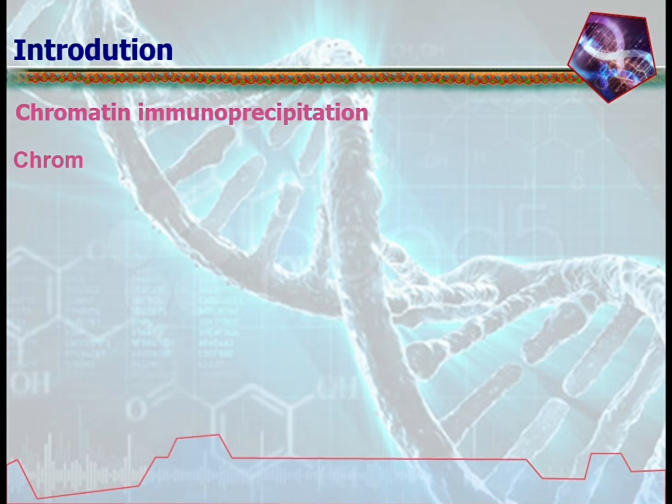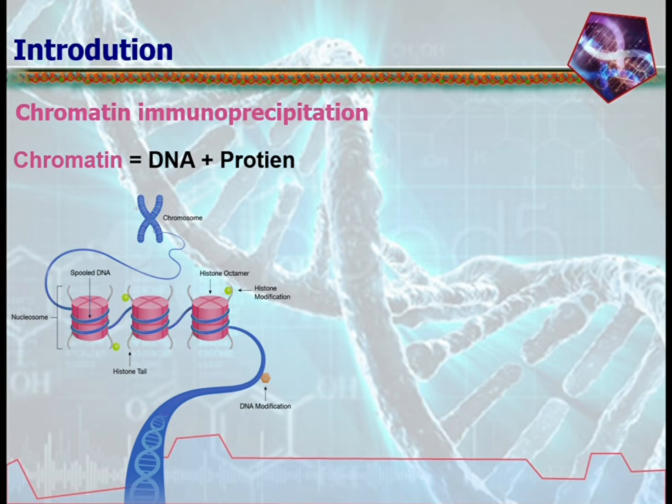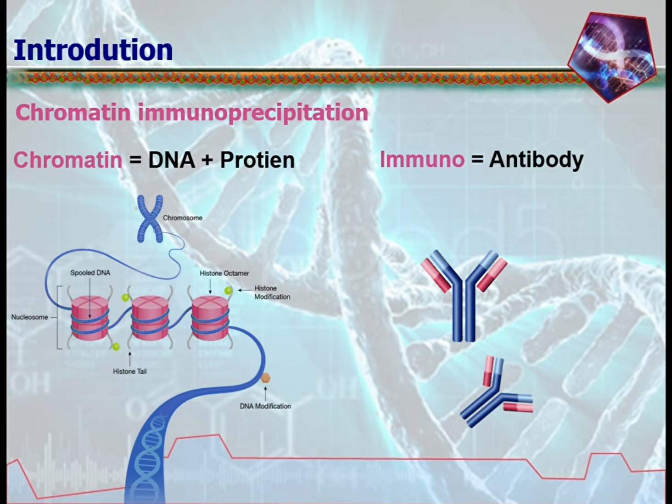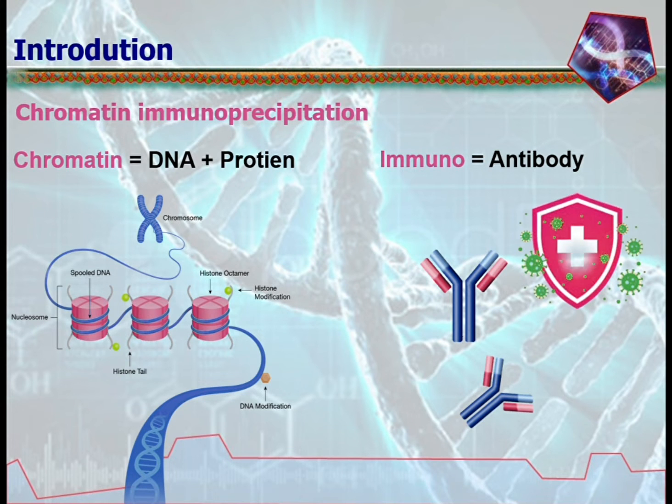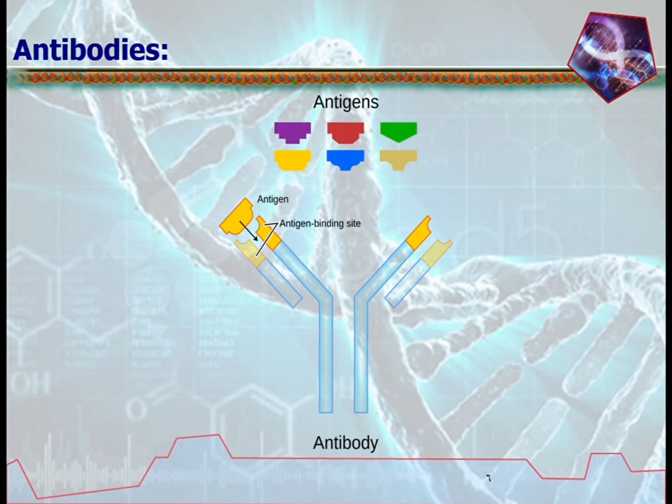Let's start with the chromatin. Chromatin is a complex of DNA and proteins, and it forms the chromosomes within the eukaryotic cells. Immuno refers to antibody. The antibodies are special proteins your body produces to protect you from disease factors. The most important thing about antibodies is that they are highly specific to a specific antigen, and fortunately we've found ways to produce antibodies in the lab.